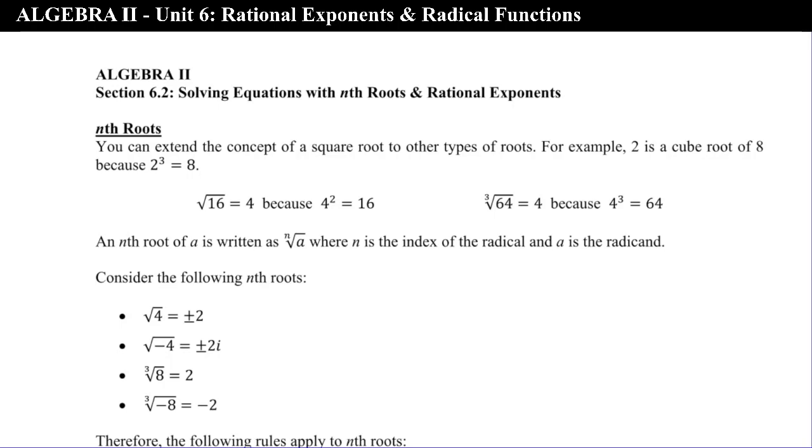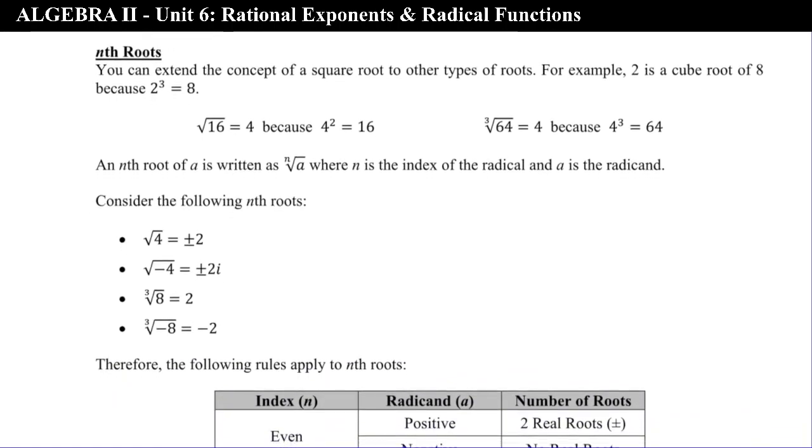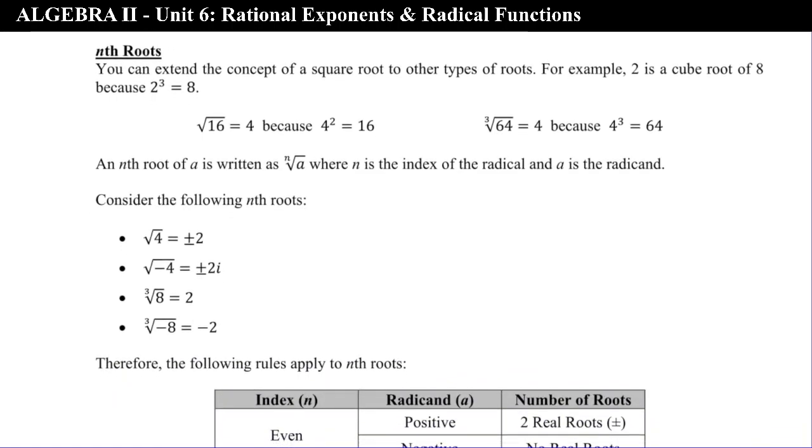So let's get a little bit of the introductory material out of the way first. When we're talking about nth roots, you can extend the concept of square roots to other types of roots. For example, 2 is a cube root of 8 because 2 to the third equals 8. Here's a couple more examples. The square root of 16 equals 4 because 4 squared is 16. The cube root of 64 is 4 because 4 cubed is 64. This goes back to the discussion we touched on in the last section on inverse functions: one function undoes what the other function does.